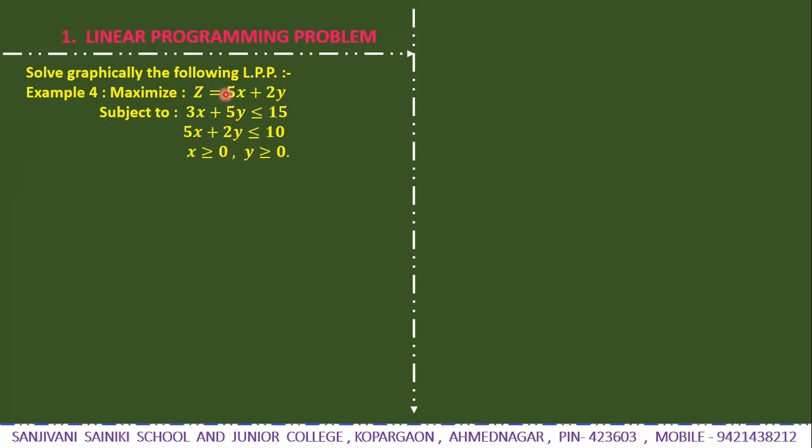Now solve graphically the following LPP. The fourth one: maximize z is equal to 5x plus 2y subject to 3x plus 5y is less than or equal to 15, and 5x plus 2y is less than or equal to 10. x is positive, y is positive.